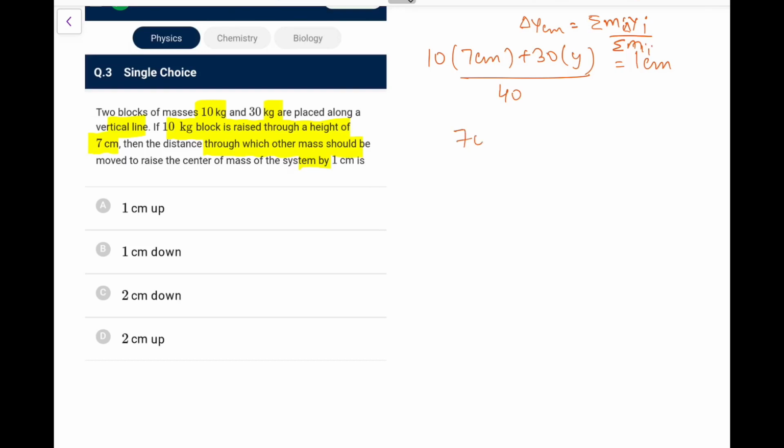So what I get, 70 plus 30y is equal to 40. So 30y comes out to be minus 30. That means y is minus 1. That is 1 centimeter down. So we'll go for option B.